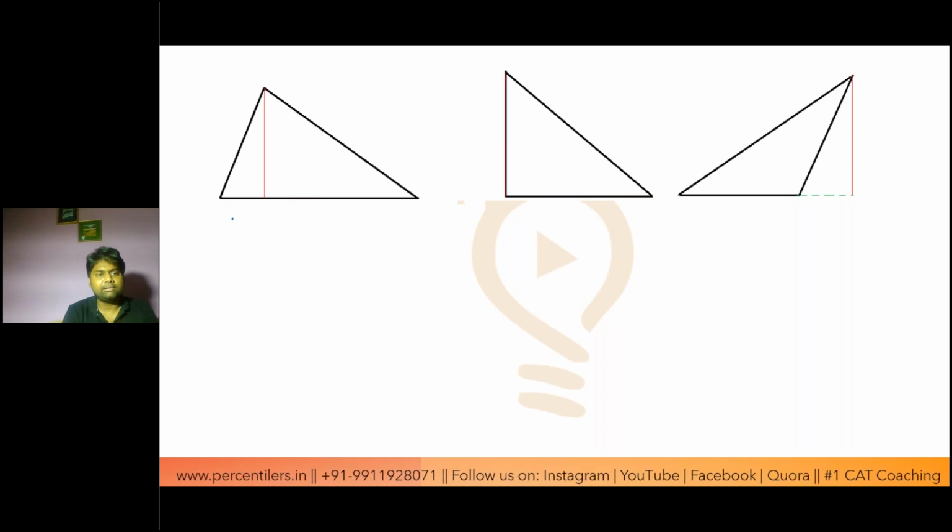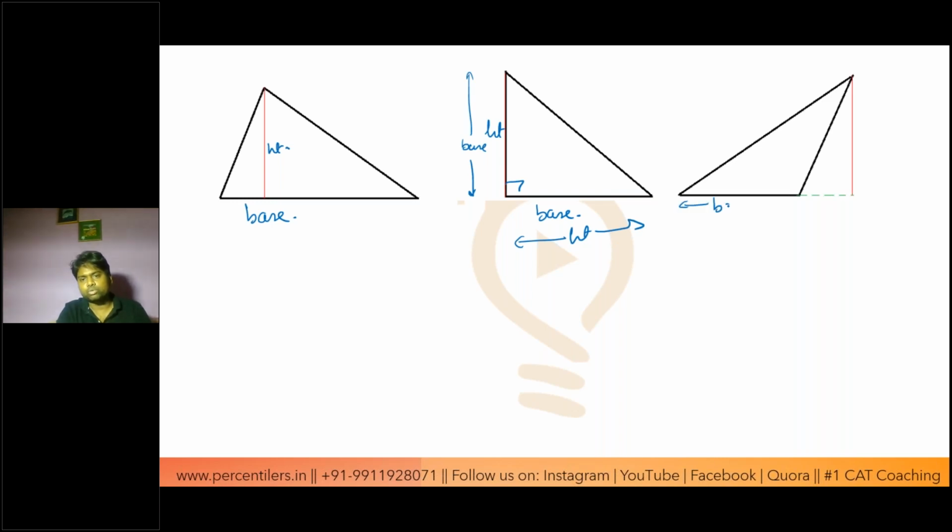So if it is an acute triangle, this is the base and this is the height. If this is a right triangle, this is the base and this is a height. And if you take this as base, this becomes height. If this is the triangle, obtuse triangle, then this is the base and this is the height. This you do not have to count. Count only this much and the height. The area of this triangle only will be calculated. Fine. So please understand what height means.